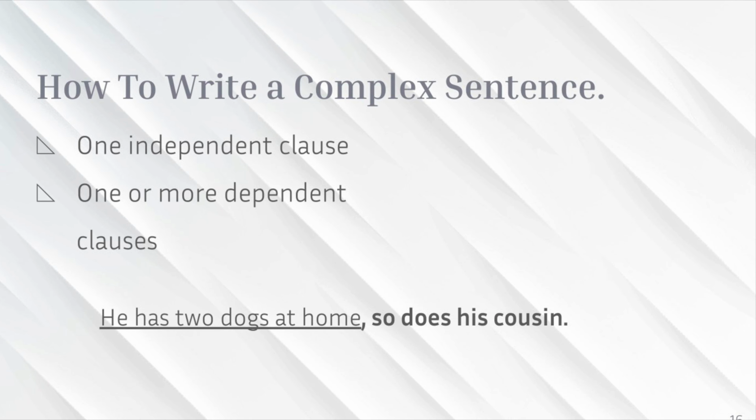Here's how to write a complex sentence. As mentioned before, all you need is 1 independent clause and 1 or more dependent clauses. Here's an example. He has 2 dogs at home, so does his cousin. The dependent clause is in bold and the independent clause is underlined.